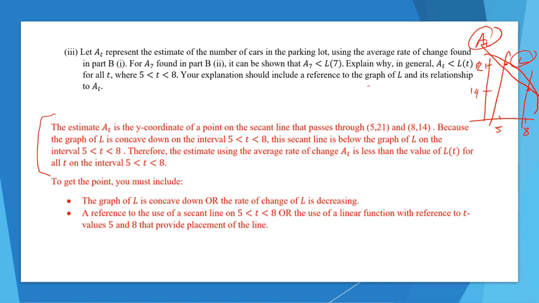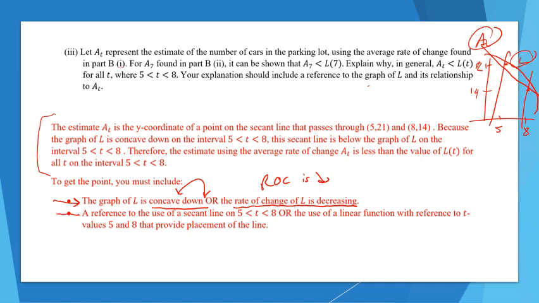So to get this point, you must include the fact that the quadratic equation, the graph of L, is concave down, or you can say the rate of change of L is decreasing, right? Because we learned that these two are essentially equivalent. If the rate of change is decreasing, that's another way of saying it's concave down. So as long as you mention one of those two things, that's halfway there.